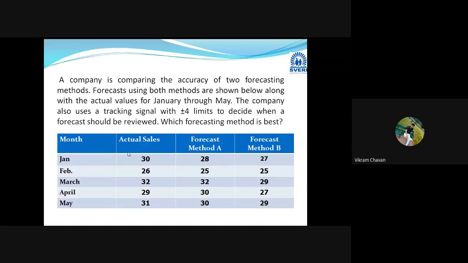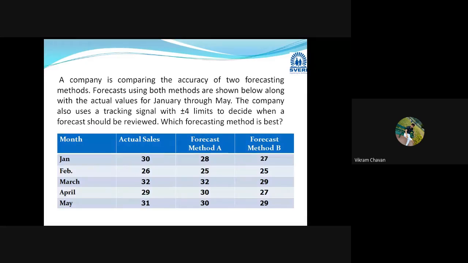Okay, so one company is there and that company is using two forecasting methods. The company wants to compare those two methods on the basis of 5-month data. The months considered for this evaluation are from January to May, and for that purpose the company also considers the actual sale and the forecasted demand for that particular month, for both the methods.